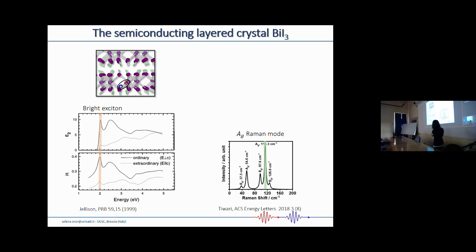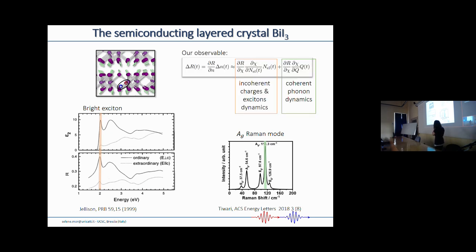In our investigation, we study the variation of reflectivity as a result of the photoexcitation, with the idea that any variation in the reflectivity corresponds to a photo-induced modulation of the refractive index. And this can be decomposed, oh sorry, I forgot the reference, but this is from a textbook on coherent phonon spectroscopy in condensed media, into an incoherent part, which takes into account the excitation of carriers, and a coherent part which relates to the atomic displacement induced by the pulse.